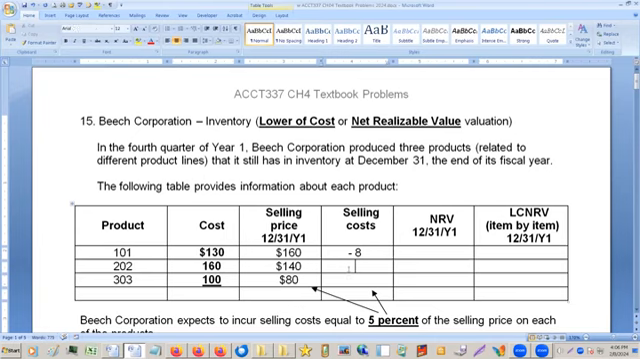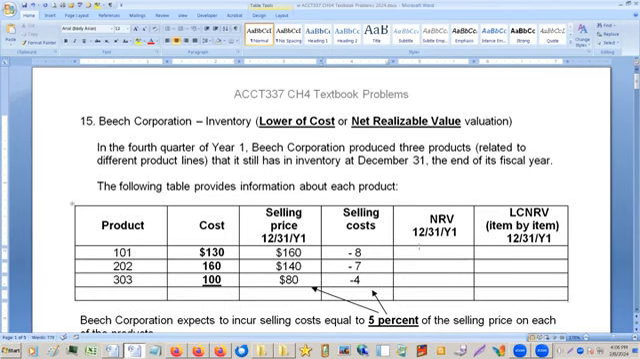$8. 140 is probably 7. And 80 is probably 4. I should know that one. Yeah, because 10% would be 8. That's one crazy number there. 4. Okay.